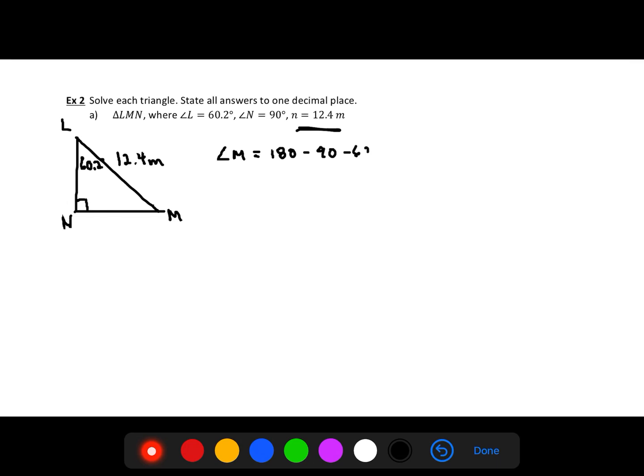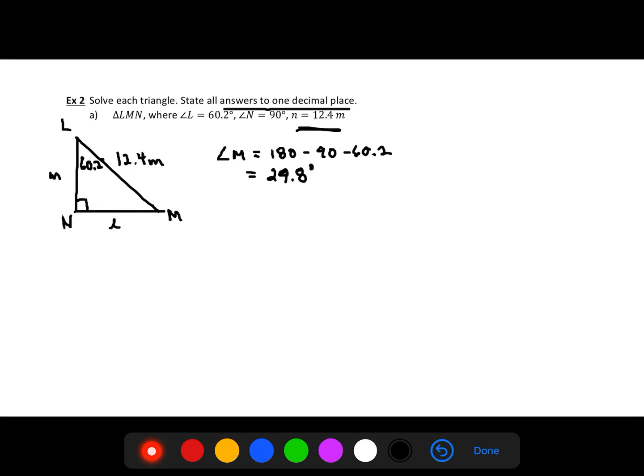Well, the easiest thing to find right now is angle M, because we know that our 3 angles in our triangle have to add up to 180. So we're going to subtract the other 2 to find out that M is equal to 29.8 degrees. And notice that we are leaving it to one decimal place because the question told us that we wanted to round all of our answers to one decimal place. So we have angle M now.